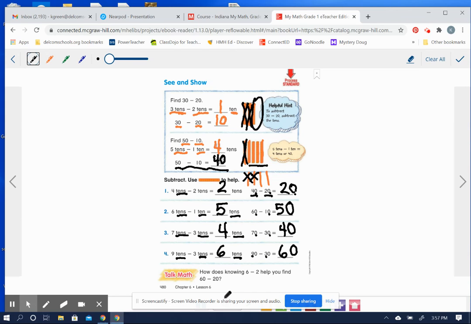So, how does knowing 6 minus 2 help you find 60 minus 20? Okay, if you know that 6 minus 2 equals 4, then you know that 60 minus 20 equals 40. If this has a 0 and that has a 0, we've got to have a 0 here. All right, very good. I hope that you will do your best on the next slides.